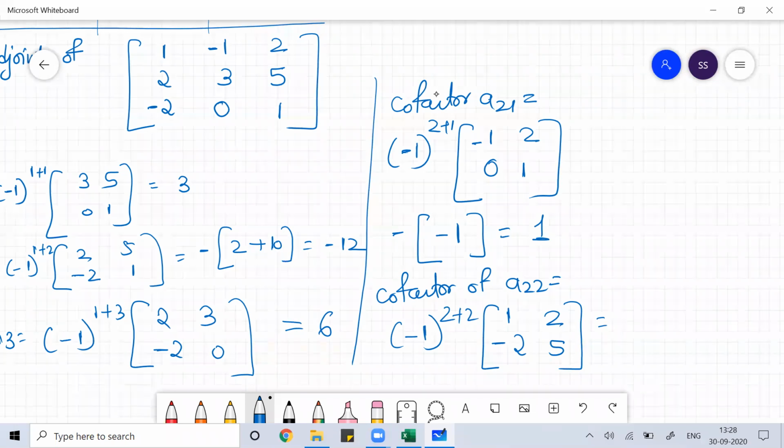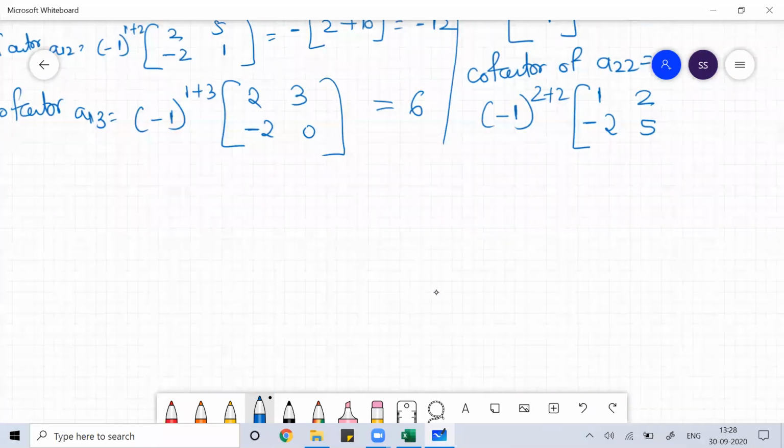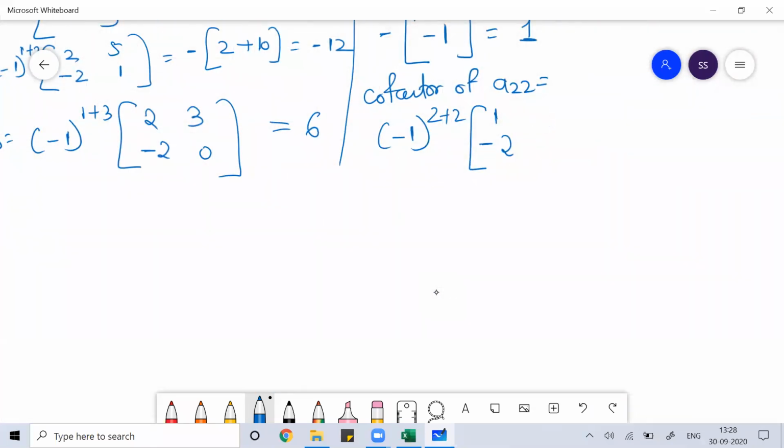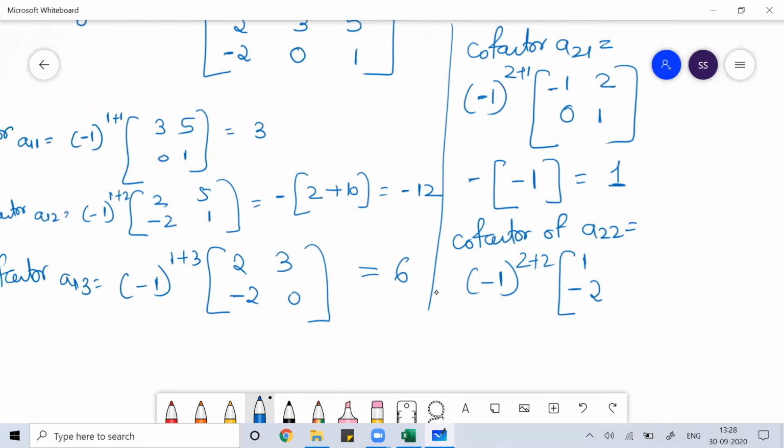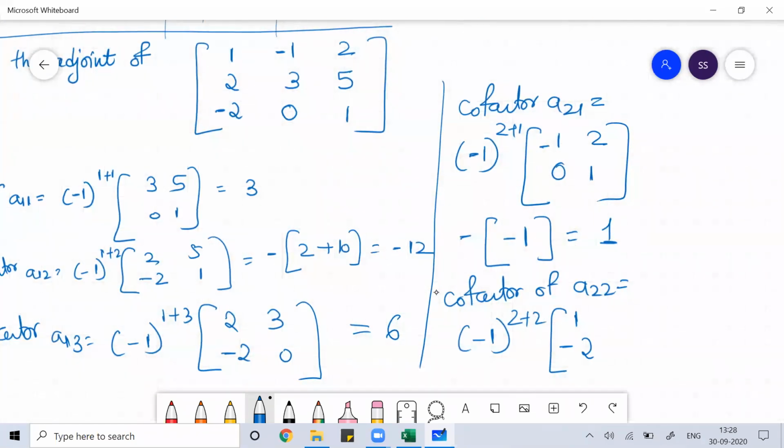No, no, some mistake is here. So A22, ignore that row and column. So 1, minus 2, then 2 comma 1. So this is 1 plus 4, that means 5. You'll get 5.